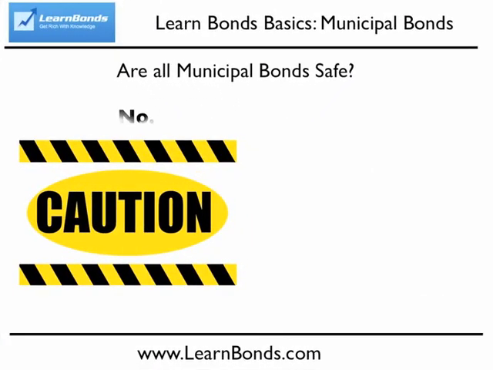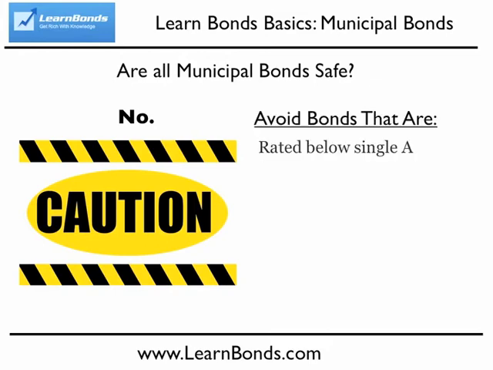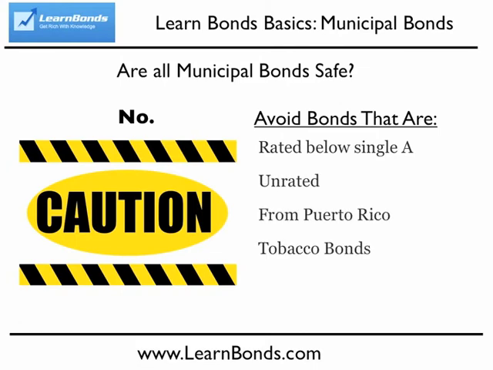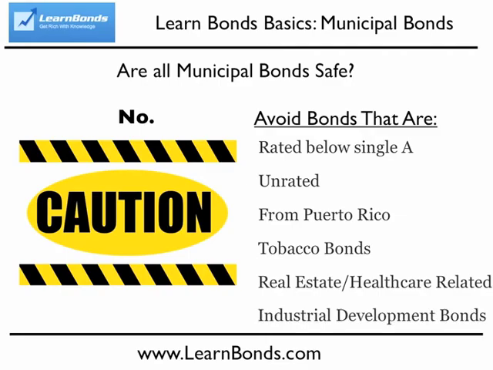Does this mean all municipal bonds are safe? No, it does not. The large majority of the municipal bond market by dollar amount is rated single A or higher. There is a big drop-off in the quality of bonds rated below single A. Many smaller bond issues are also unrated, and defaults are much higher for unrated bonds. Lastly, there are many bonds which are classified as municipal bonds, but do not carry the same level of safety as bonds backed by the revenues of a government or government entity. Generally, you want to avoid municipal bonds which are rated below single A, unrated, from Puerto Rico, tobacco bonds, real estate or healthcare related, and industrial development bonds.